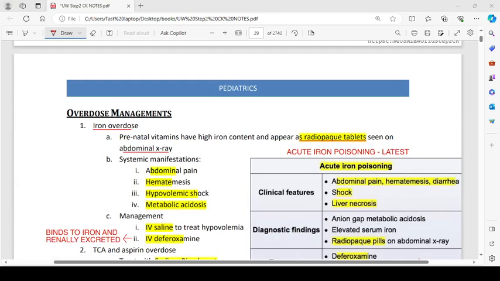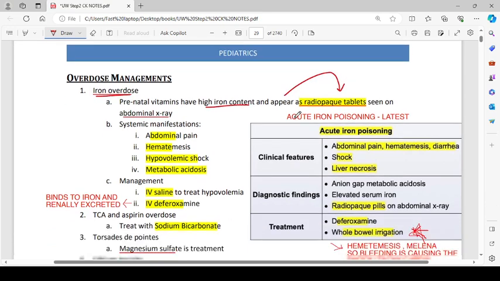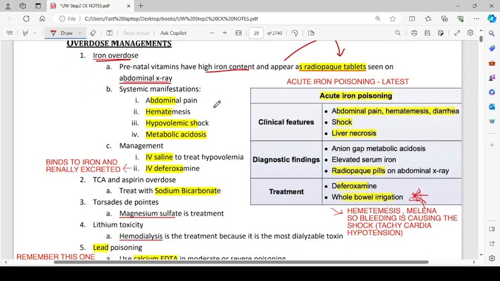After that, we have overdose management. If the child has an iron overdose, prenatal vitamins have iron content and they appear as radio opaque tablets seen on abdominal x-rays. Systemic manifestations will show abdominal pain, hematemesis, hypovolemic shock, and metabolic acidosis. How do we manage that? IV saline to treat hypovolemia and IV deferoxamine that binds to iron and is then renally excreted.